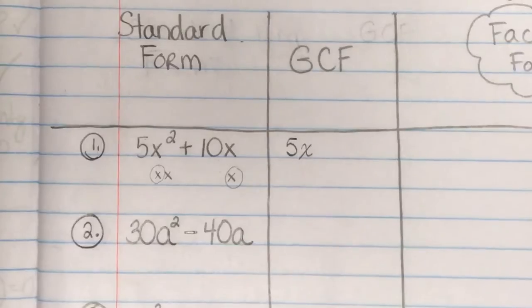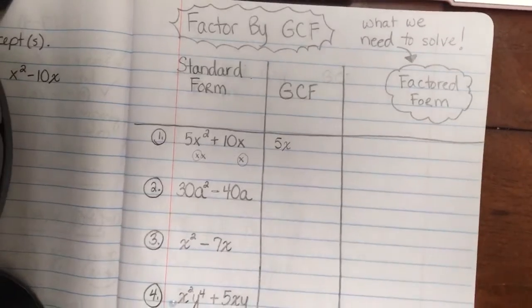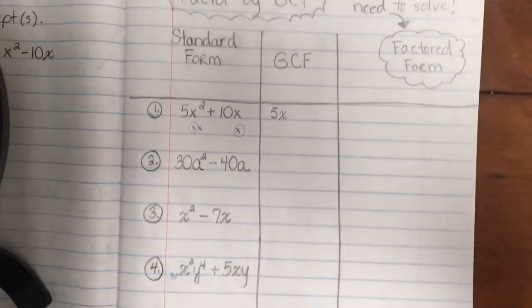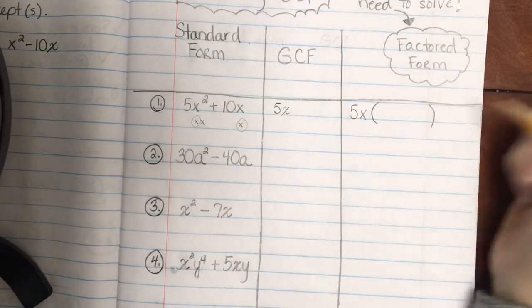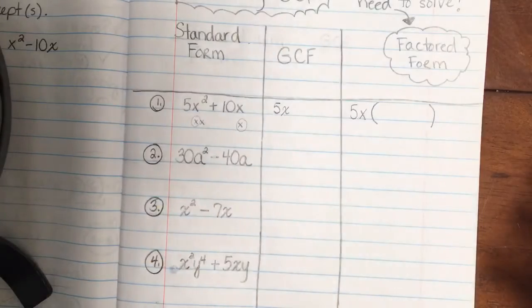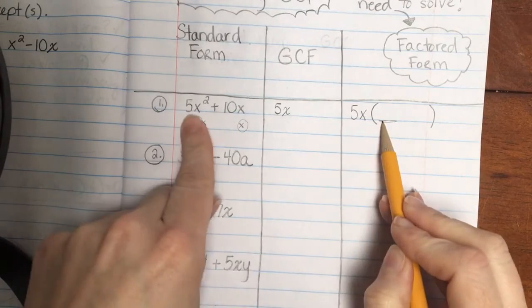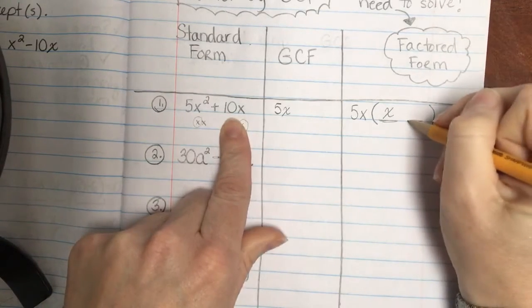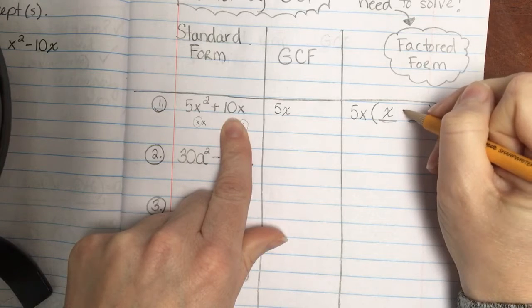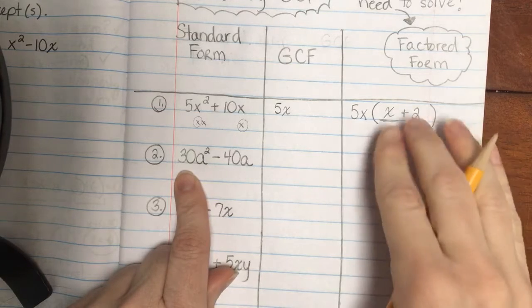So if I look next to the factored form, there we go. So factored form for this polynomial would be 5x on the outside of the parentheses, and it's almost like we want to undistribute. Undistribute the 5x from those two terms. So 5x times what would give me 5x squared? Well, I need an x. 5x times what gives me a plus 10x? Plus 2. Now it's in factored form.